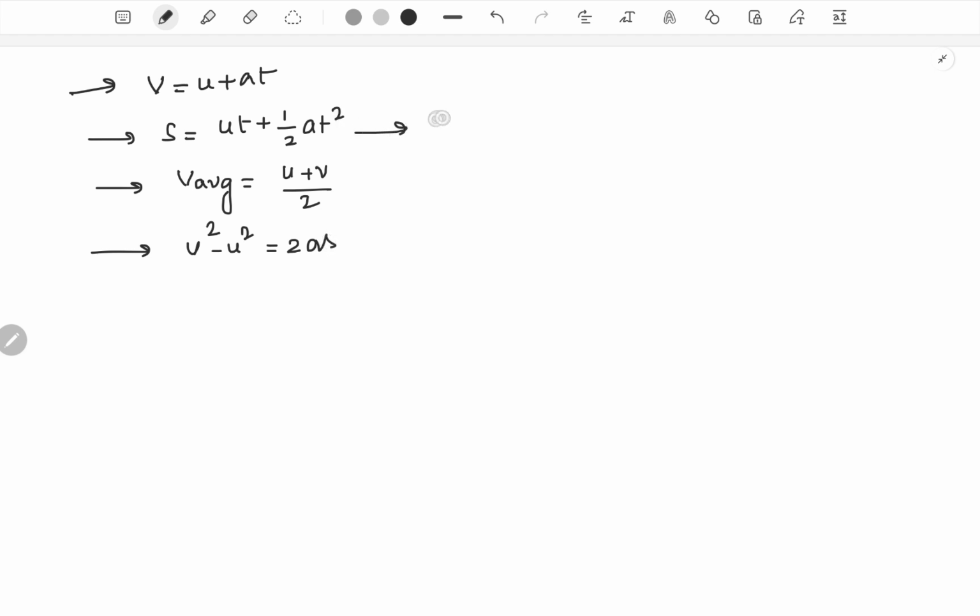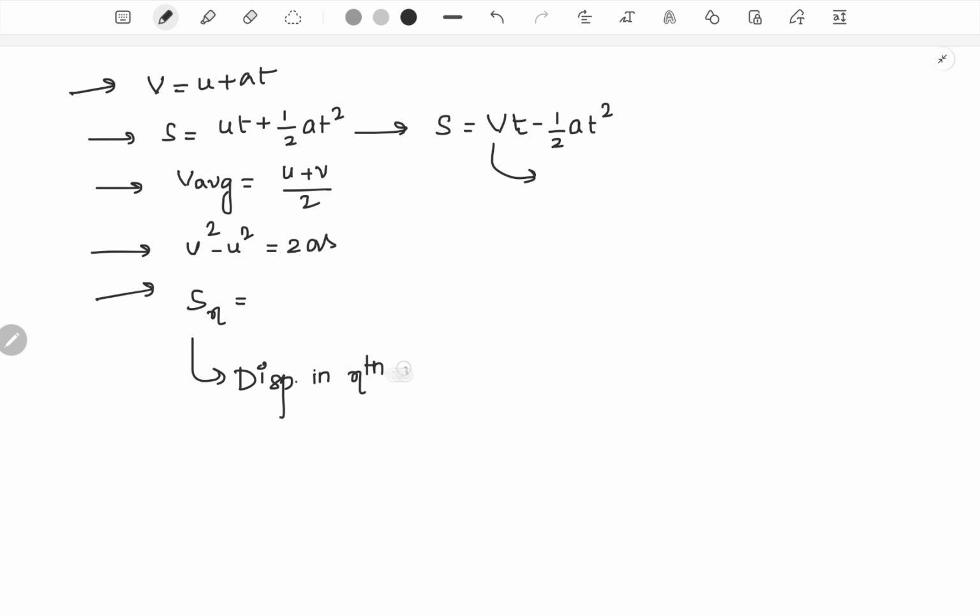This same displacement relation we can also write as vt minus half at square, where v represents the final velocity. This would basically be helpful when we know the velocity at the end of that time interval instead of the velocity at the beginning. And the other relation that we can write is displacement in nth second. So this would be u plus a by 2 of 2n minus 1.